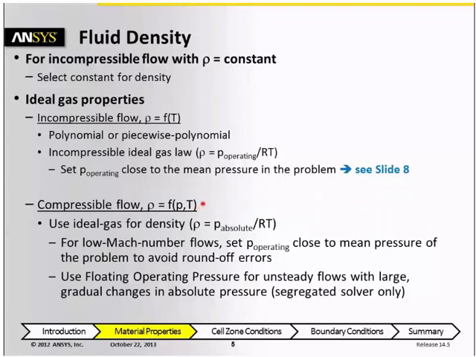For compressible flows where the density is a function of both temperature and pressure, then we can use the ideal gas law. For relatively low Mach number flows, it's recommended to set the operating pressure close to the mean pressure of the problem to avoid round-off errors. And for flows with large, gradual changes in absolute pressure, like if you're filling a tank with a gas, then the floating operating pressure option can be used.